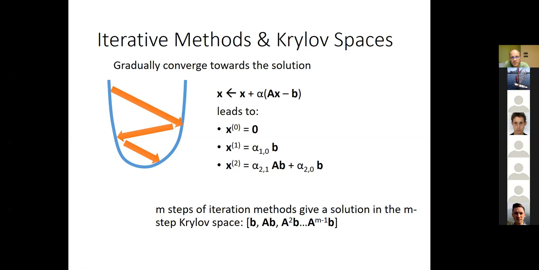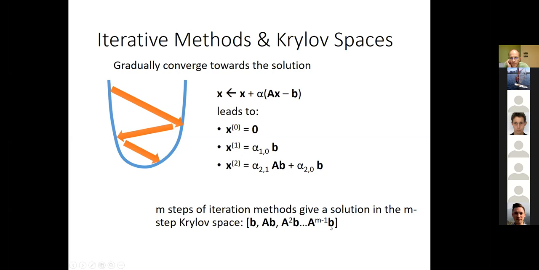But from an algorithmic perspective, stepping back a little bit, what you can realize is that this method leads to a first iteration that is just zero. The second iteration is some coefficient of b. The third iteration, you took b, and now we multiply by A again. We have b and then Ab. So this leads to what's called a Krylov space method, which is that if I take m steps of an iteration, it's going to give me a solution that's in the m-step Krylov space. So you get some solution that's in the span of b, Ab, A squared b, all the way to A to the m minus 1 b.